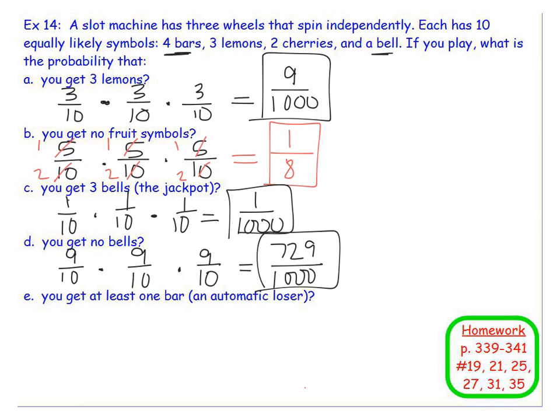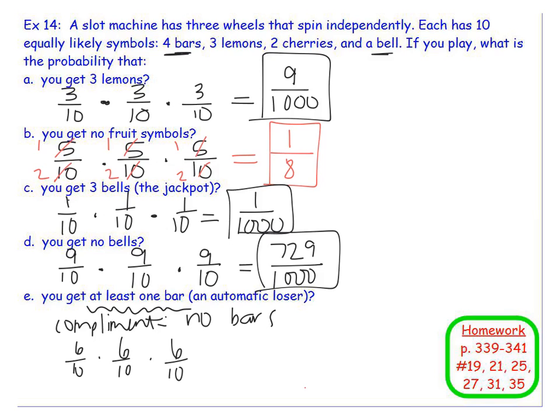All right, let's look at our last question. What's the probability that you get at least 1 bar? Well, this is an automatic loser. Anytime we see the phrase at least one, we always think, let's do the complement. And the complement would be no bars. So how many bars are there on each one? 4, which means 6 are not bars. So 6 out of 10 times 6 out of 10 times 6 out of 10. We're going to do some reducing. 2 can go into all of those. That reduces to 3 out of 5, 3 out of 5, 3 out of 5.